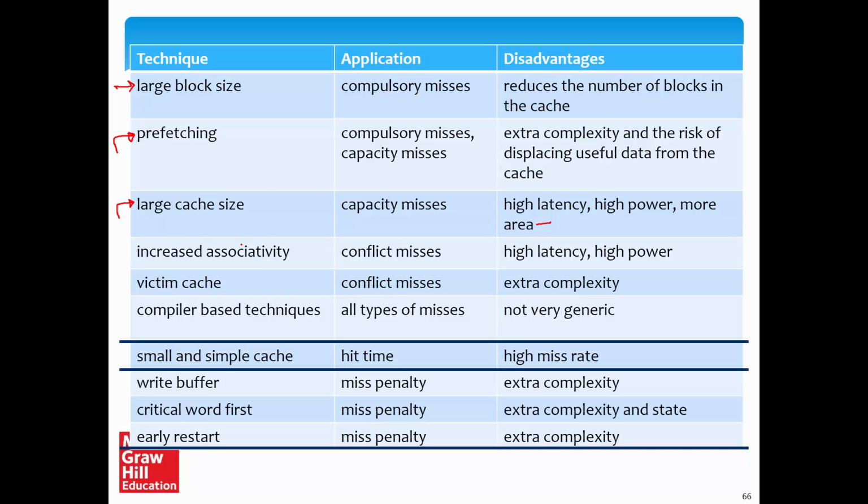To reduce conflict misses, we can always increase the associativity. No doubt it will reduce conflict misses, but it will make the cache more complicated. We need to compare with more tags. So this is associated with higher latency and higher power.